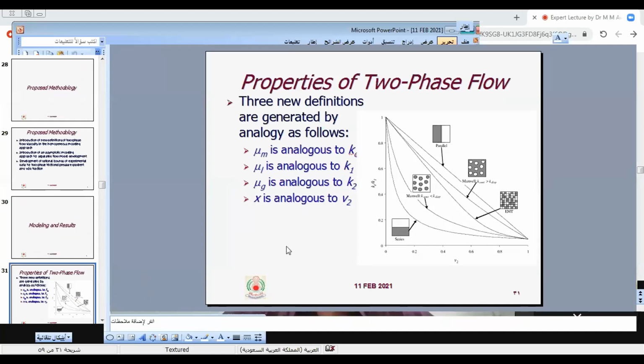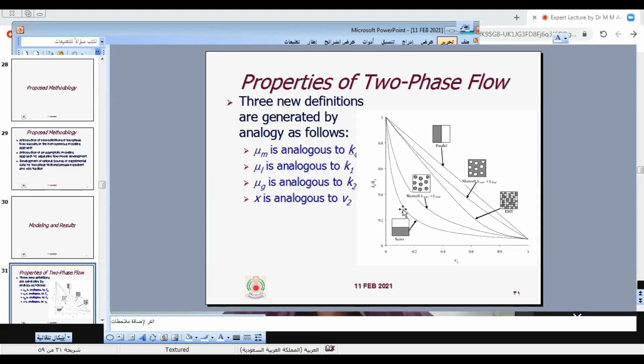Basically, I make an analogy between thermal conductivity in porous media and viscosity in two-phase flow, and I use the following assumption. For a homogeneous mixture, there is an analogy between the two-phase flow mixture and the thermal conductivity of porous media. There is an analogy between liquid viscosity and K1, between gas viscosity and K2, and between mass fraction X and V2.